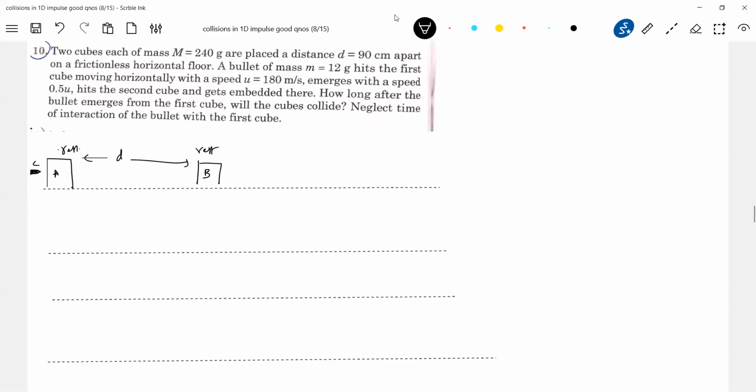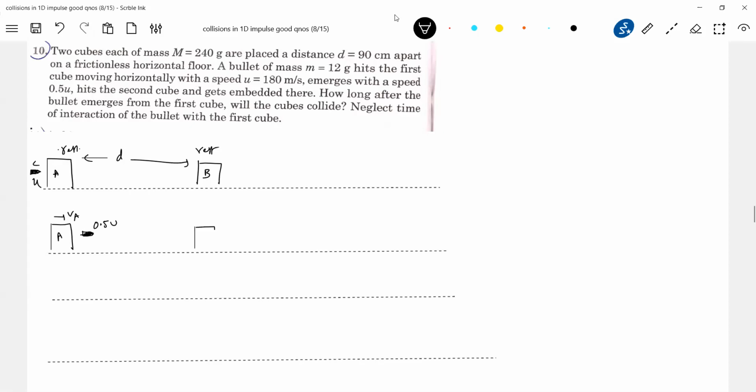Now the bullet will pass through the block A according to the data given. Neglect the time of interaction of the bullet with the first block. The distance moved by block A in that interval of time should be very small, so neglect time is asked. So block A stays there only, and the bullet will emerge out with some speed, given as 0.5. Earlier it was u. It will emerge with a speed 0.5, and the block will have velocity va.